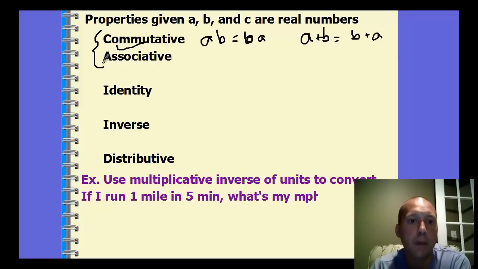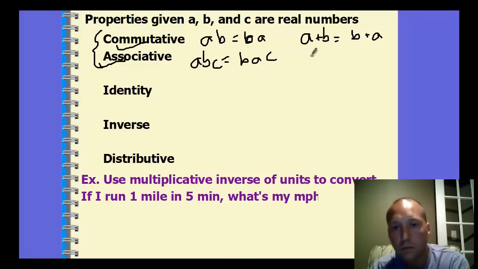Associative is the same property, except it's got three numbers. Those three letters help you memorize: three numbers, three letters, three variables. So a, b, c, you can flip the order around. Let's do b, a, c. It also works with addition.